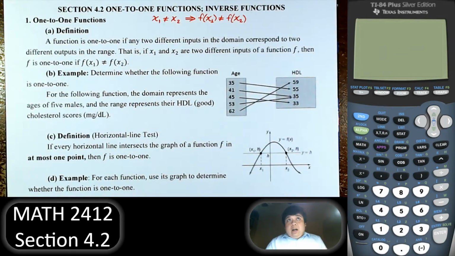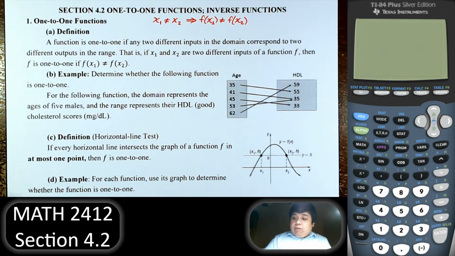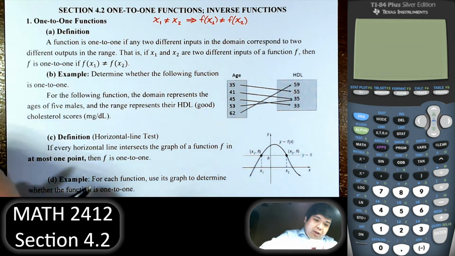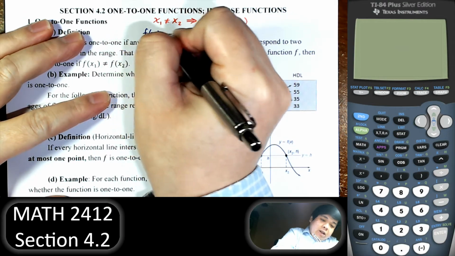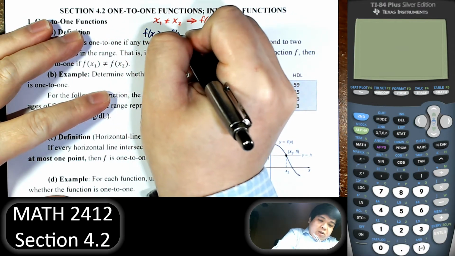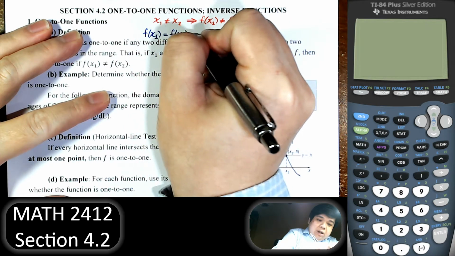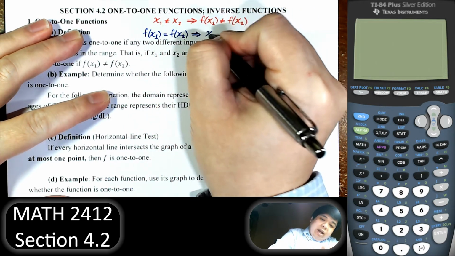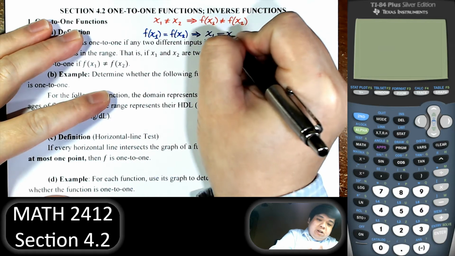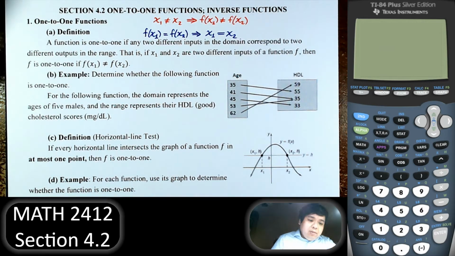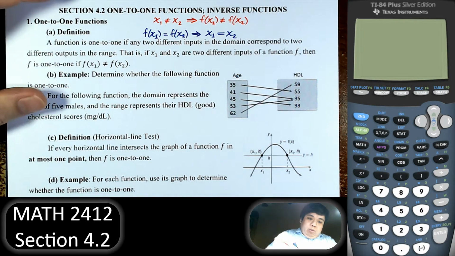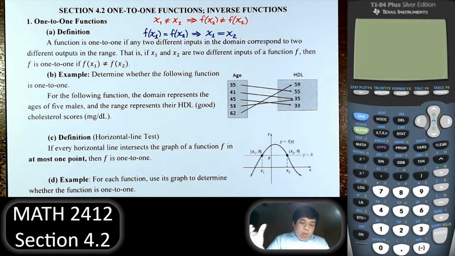Or, logically, this is equivalent to saying if f of x1 equals f of x2, this implies x1 has to be the same as x2. So it will be either one. They are logically equivalent. So pretty much, if we have different x's, we will have different y's.